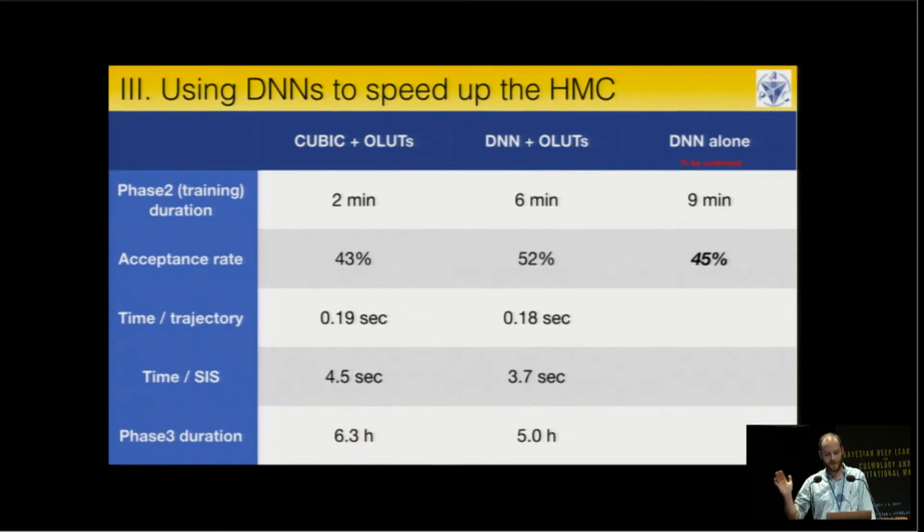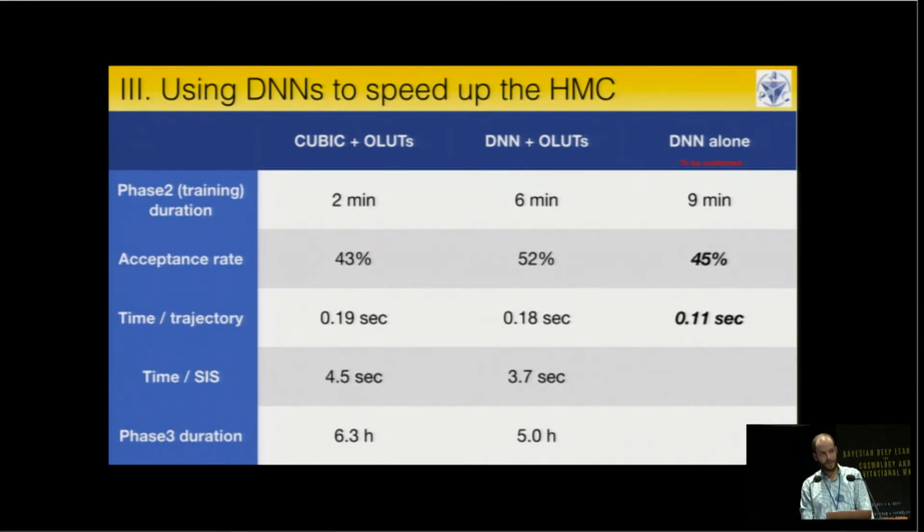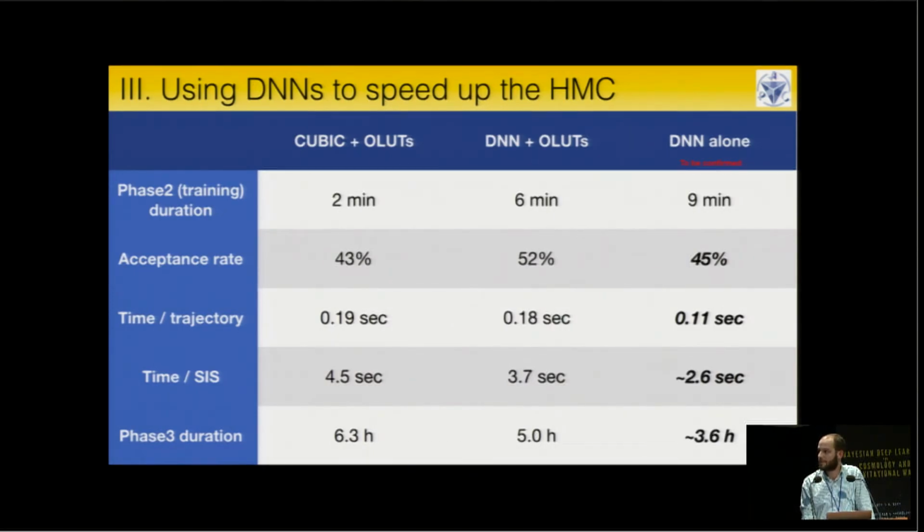So not as good as the 52%, which is sort of expected. But now my time per trajectory has been divided by almost 2. So it's only 2.6 seconds to get a new independent sample, which means that I should expect my phase 3 to last only 3.6 hours. So I've almost cut the phase 3 duration by a factor 2 with the neural network.